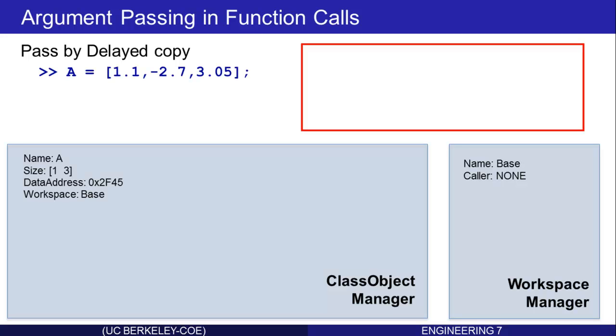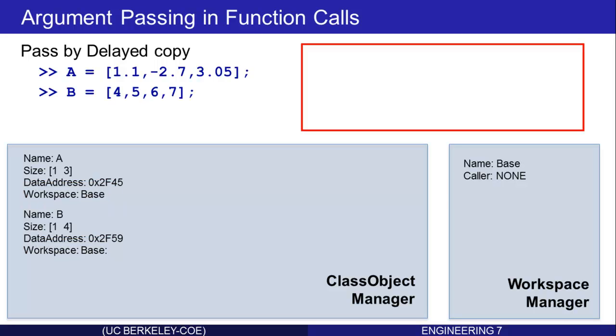Create a variable A. The Matlab command window prompt is shown here, so this is happening in the base workspace. Notice that the object manager is not only keeping track of the variable name, size, and starting address for its data, but it also is logging which workspace the variable belongs to. Create a variable B, also in the base workspace.